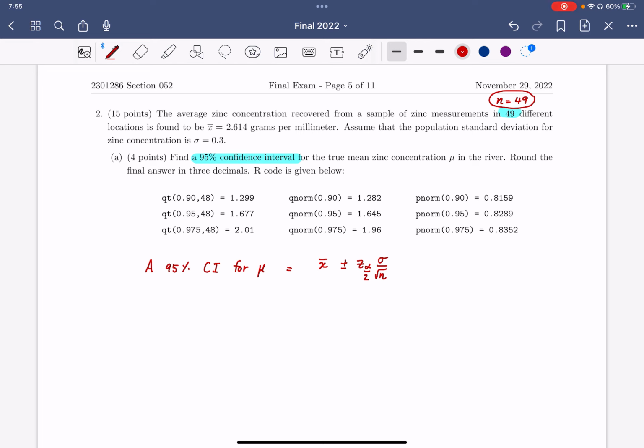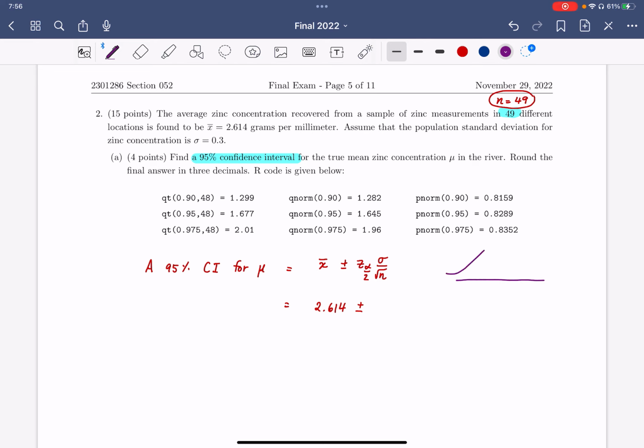This time you know sigma. So you actually have the value of sigma here, the value of X bar here, and the value of n here. Then you plug in everything, and that should complete the question easily. So X bar is gonna be 2.614, plus or minus Z alpha over 2 here. Use the technique that we learned in class.